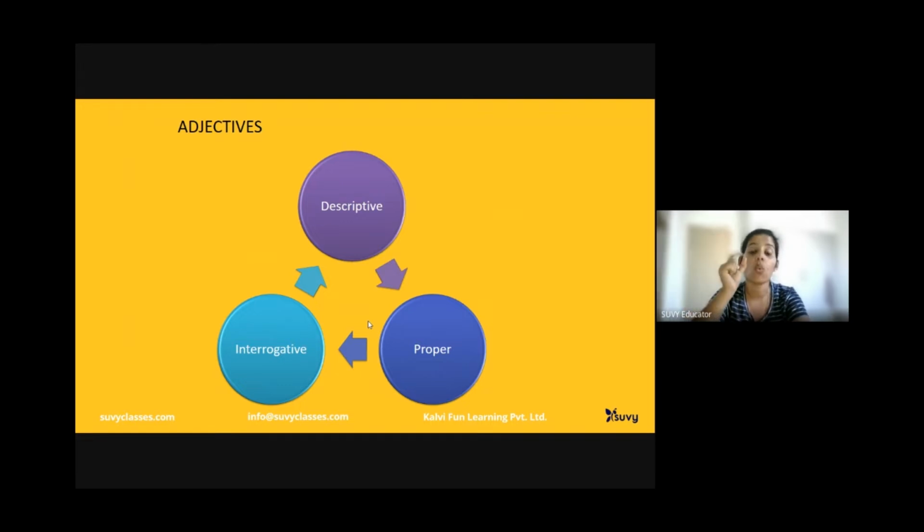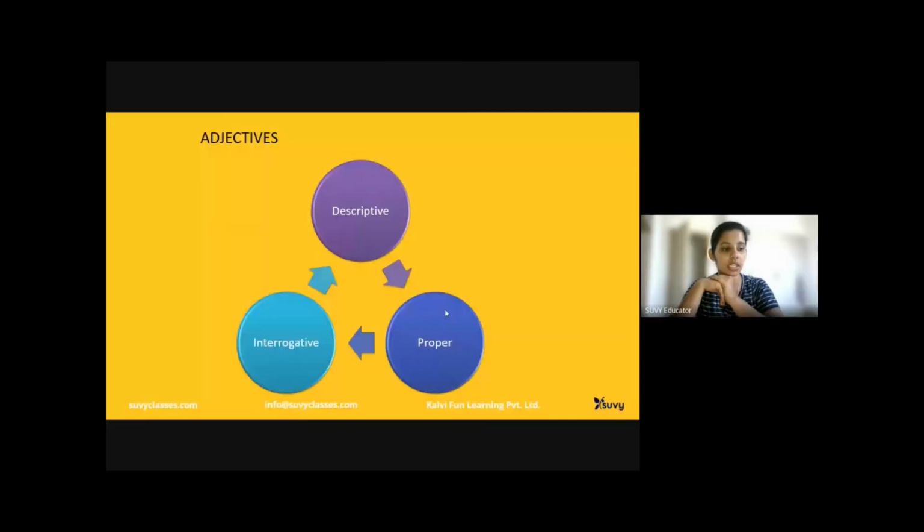So now, what is the interrogative adjective for color? Okay, so now did you understand what are descriptive adjectives, proper adjectives, and interrogative adjectives? Okay, so you got an idea of what descriptive, proper, and interrogative adjectives are. Correct? So, yes.